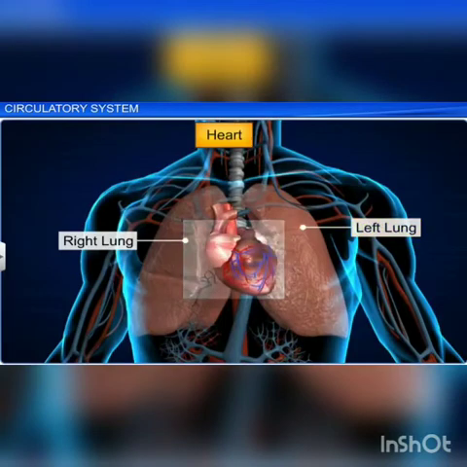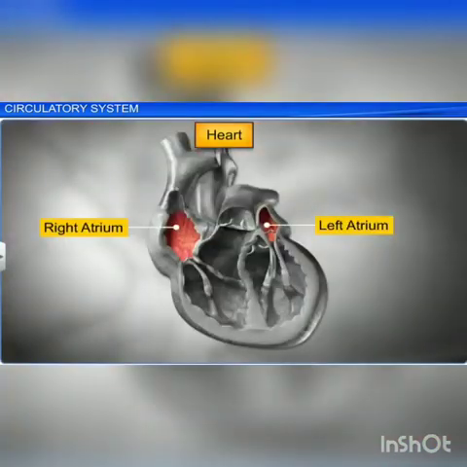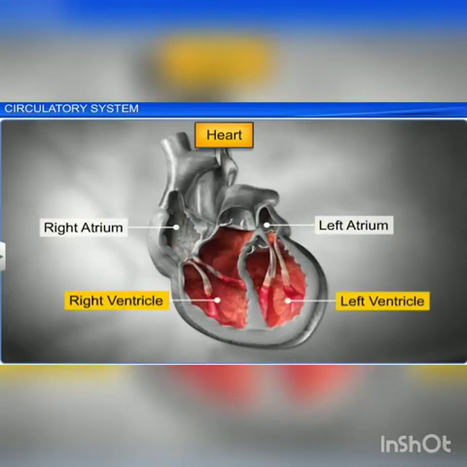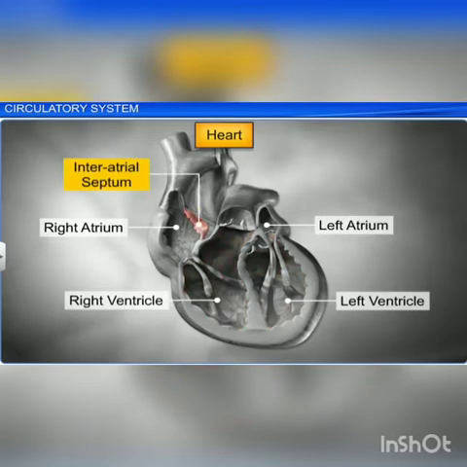If you close your hand like that, that is the size. Heart is divided into 4 chambers. The upper 2 chambers are called auricles and the 2 larger chambers are called ventricles.